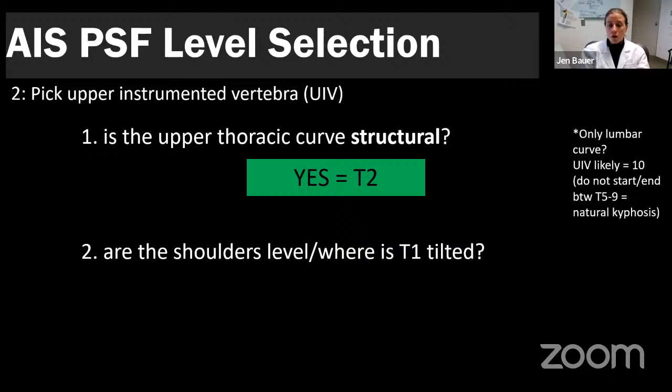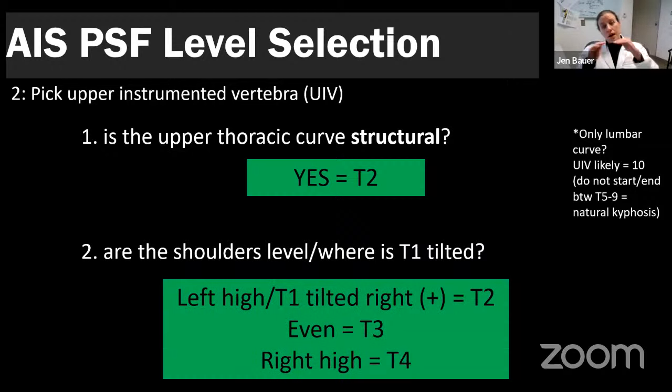If the answer is no, then you look at how the top of T1 is tilted and how the shoulders are tilted. If they are tilted down to the right, then you have to go up to T2 because most AIS curves are to the right. And if you straighten out a right curve, it will make the left side go higher. If it's even, then you can go to T3. And if the right side is high, you can go to T4 because it's okay if it sends that left shoulder up. You don't have to put screws into T3 and T2 to try to control those shoulders more. And so that's a pretty simple way to figure out what level to start at: 2, 3, or 4.